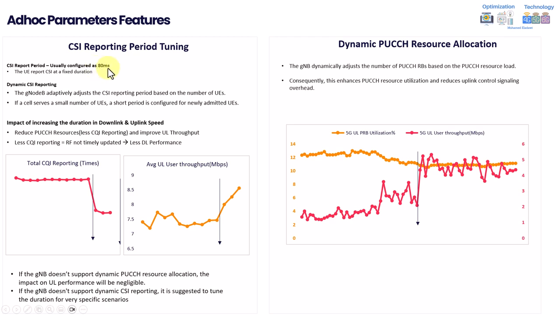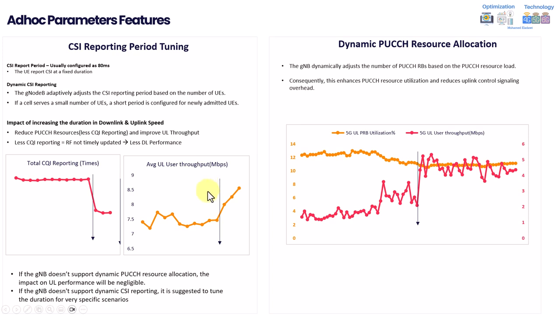So if you increase this duration, this means you will have less BUCH transmission, because you have less CQI reporting. For example, here total CQI reporting is reduced a lot. So this has a very good impact on the uplink speed because you reduce the BCH resources. So this can be utilized by the BOCH. So in this case, you can have higher speed.